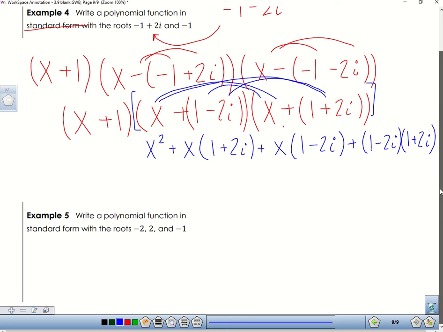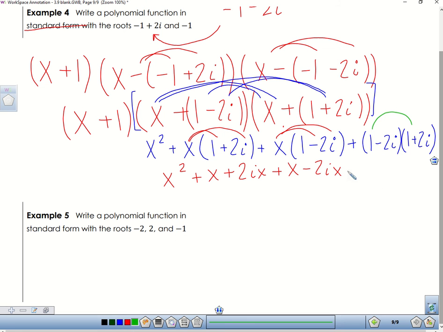So this gets a little bit tricky. From here, we're going to have to use the distributive property again. You're basically going to have to FOIL again. So over here, I'm going to distribute the x's, here and here. And that's going to give me x squared plus x plus 2ix plus x minus 2ix. And then here, we're going to have to do FOIL again because we have two binomials again. Technically not really binomials, but they act as binomials.